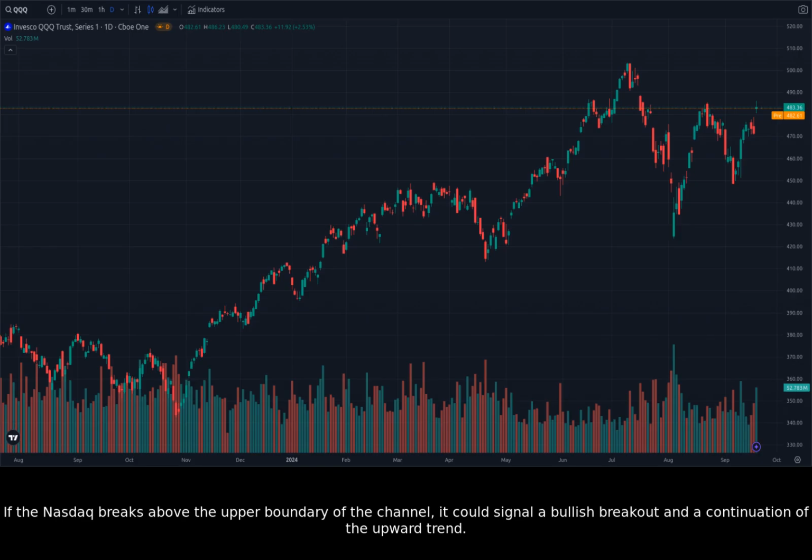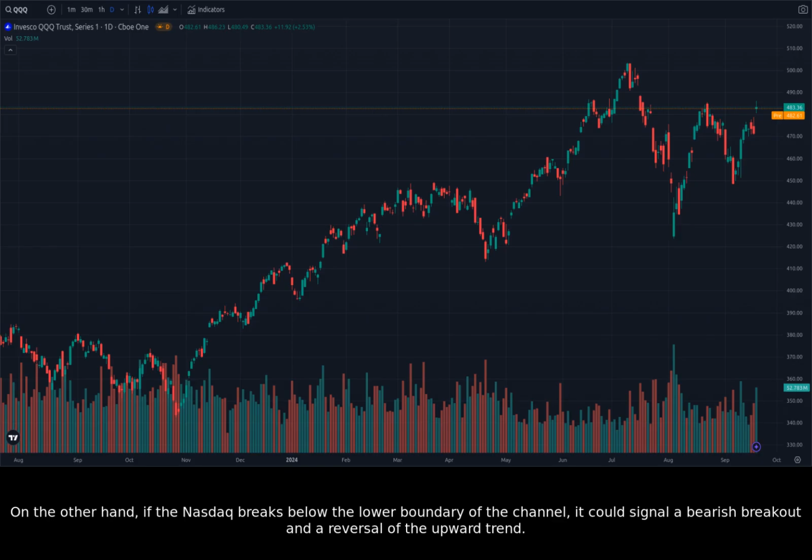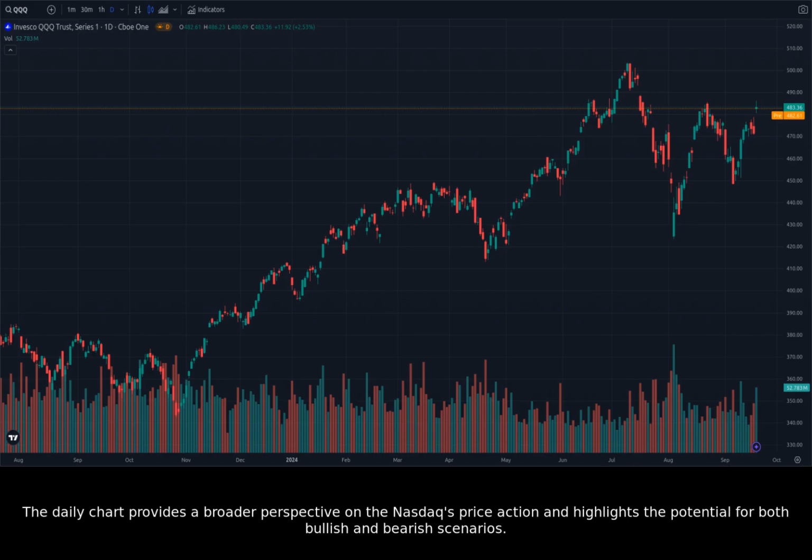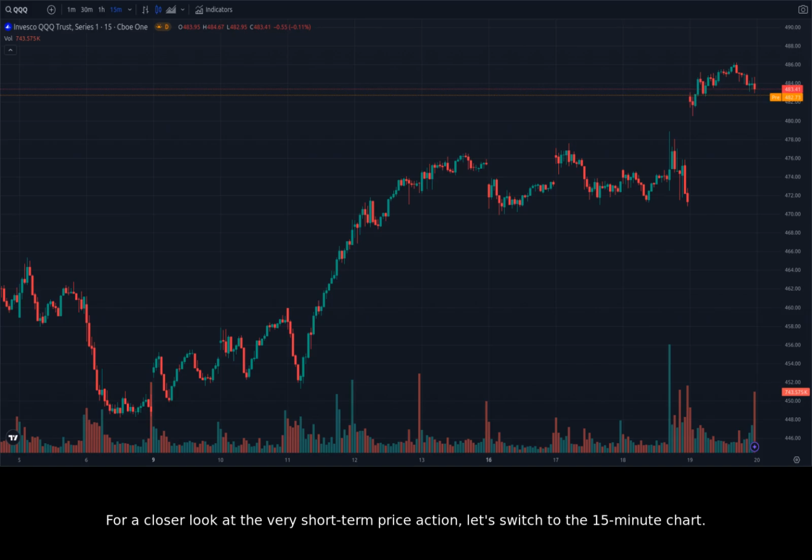If the Nasdaq breaks above the upper boundary of the channel, it could signal a bullish breakout and a continuation of the upward trend. On the other hand, if the Nasdaq breaks below the lower boundary of the channel, it could signal a bearish breakout and a reversal of the upward trend. The daily chart provides a broader perspective on the Nasdaq's price action and highlights the potential for both bullish and bearish scenarios.